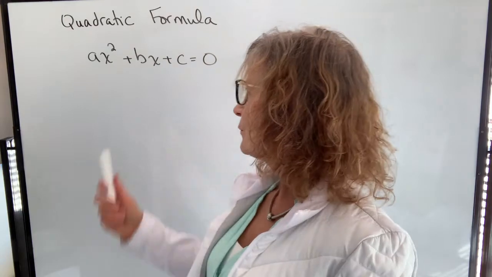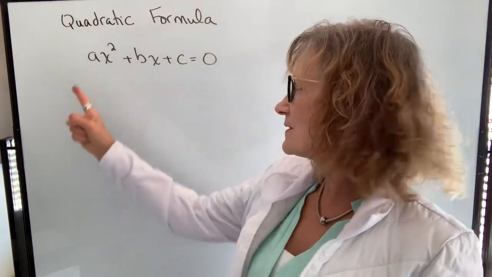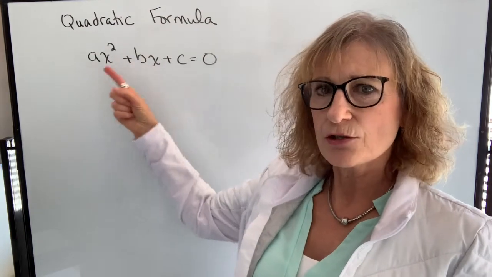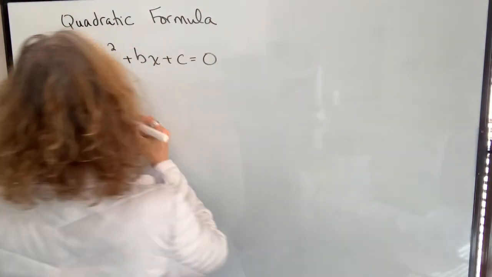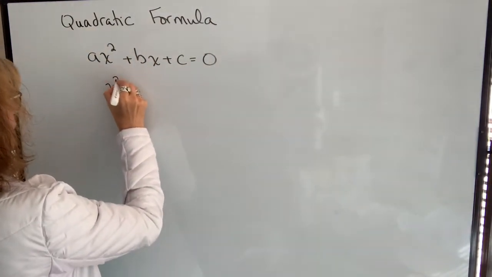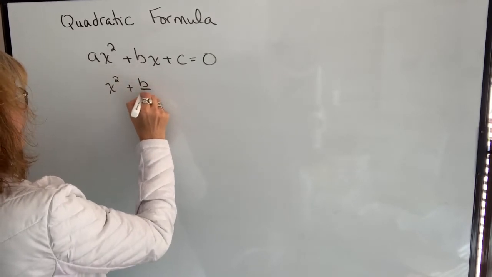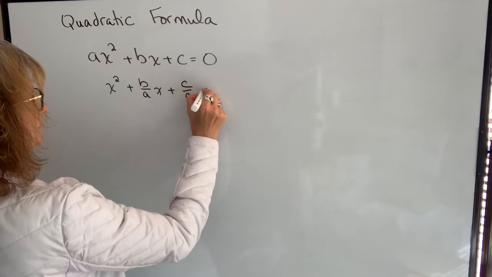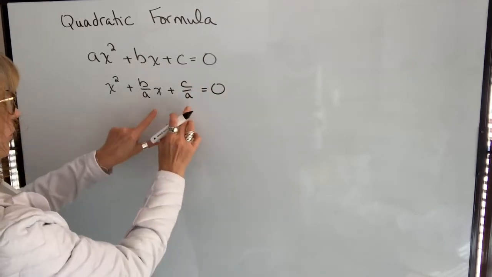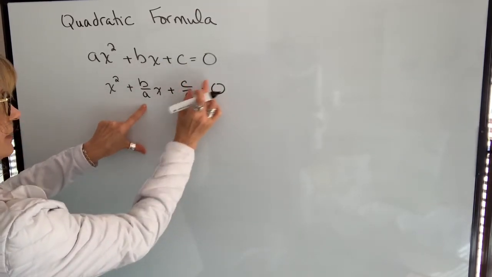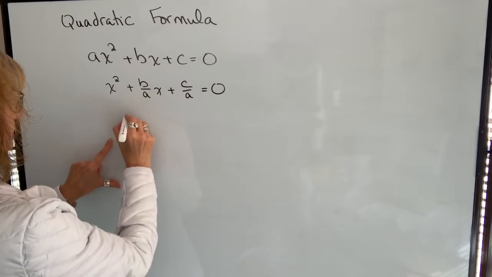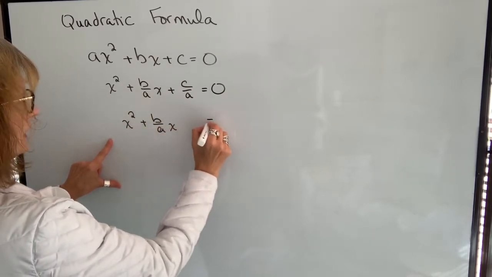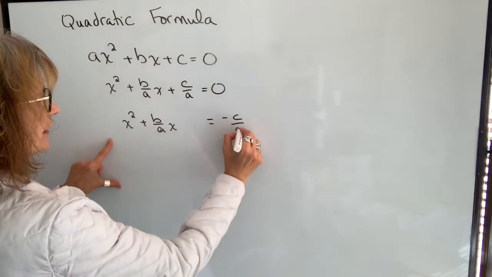So remember, when we're completing the square, our first step is to get rid of any coefficients for our x squared term. So I'm going to divide everything by a. So I'll have x squared plus b over a x plus c over a. Then I want to move my constant term over. So I'm going to subtract c over a from both sides.